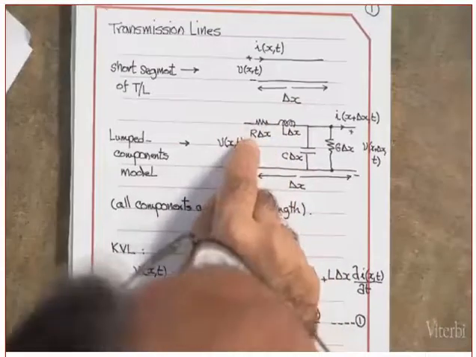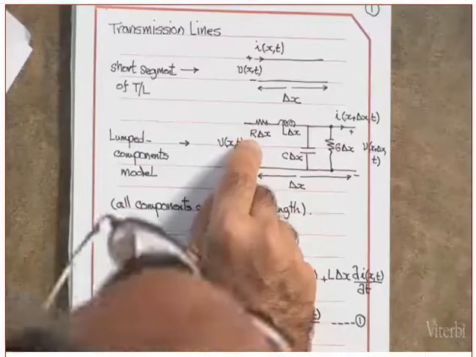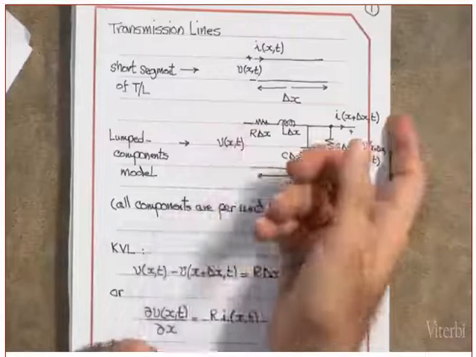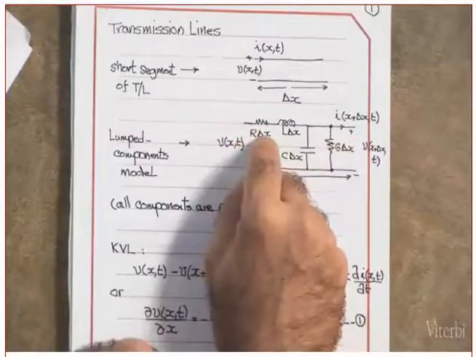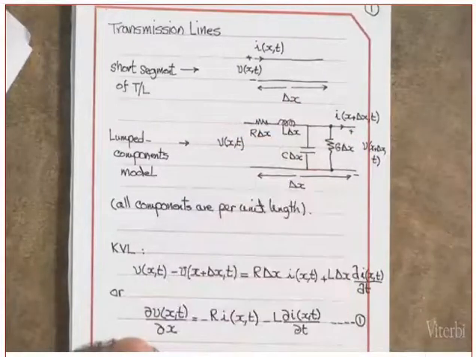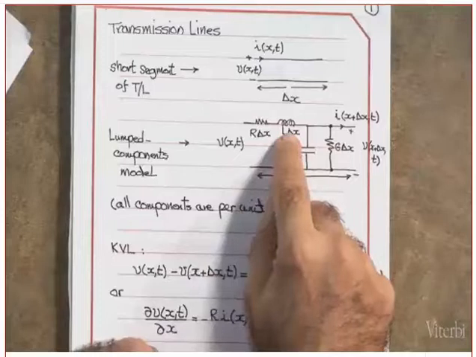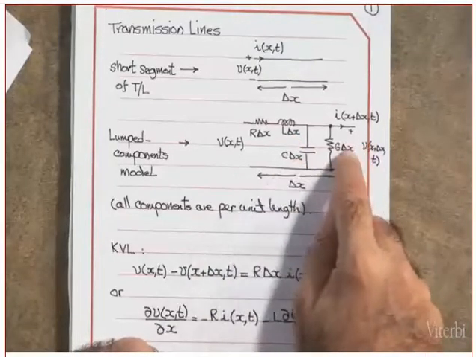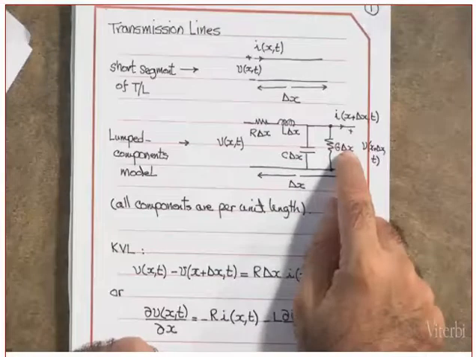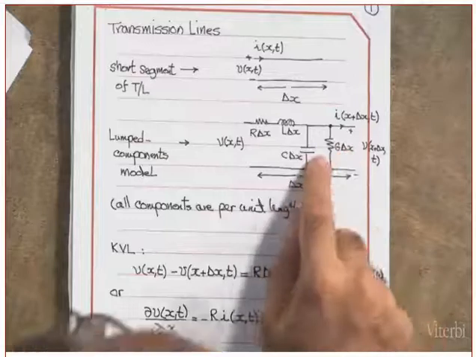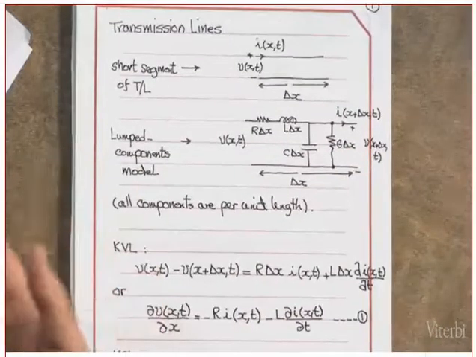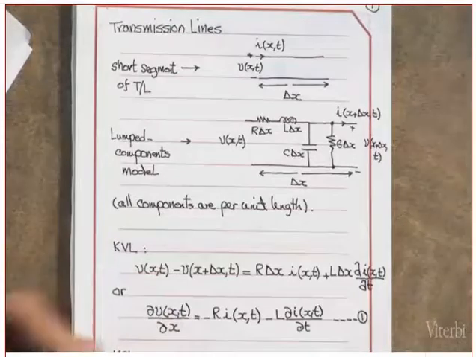Which means, what is the unit of R? This R is ohm per unit meter, for example. So that when you multiply it by meters, it becomes just ohm. This one is henry per meter. This one is farad per meter. This one is mho, mho means 1 over ohm, mho per meter. The inverse of ohm is mho.